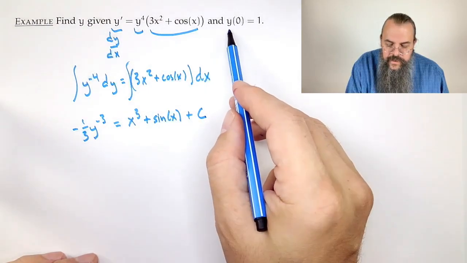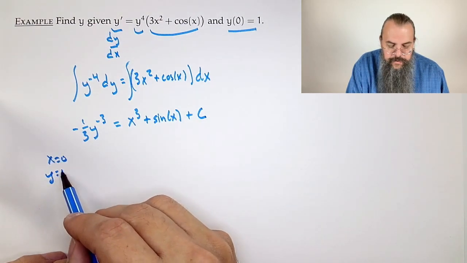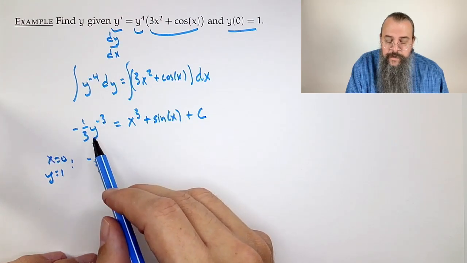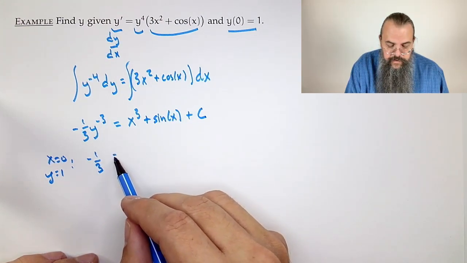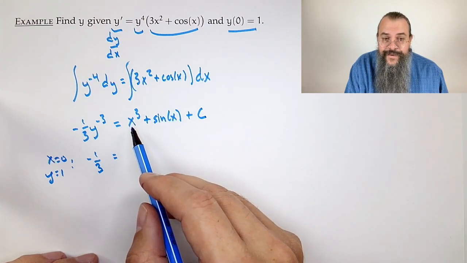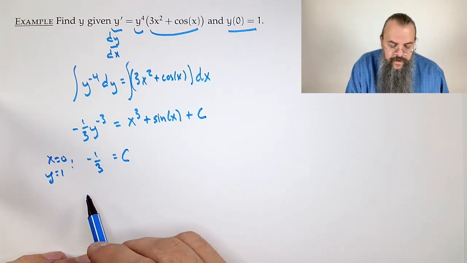And now we can use our initial conditions. The initial condition says when x equals 0, y should equal 1. So this will tell us minus 1/3 times 1 to any power, which is 1, is equal to 0 plus 0, because 0 cubed is 0 and sine of 0 is 0, and then equals c. Great.